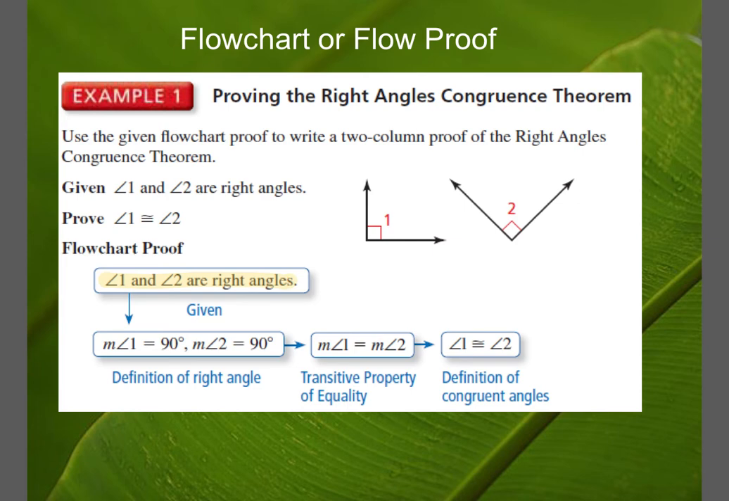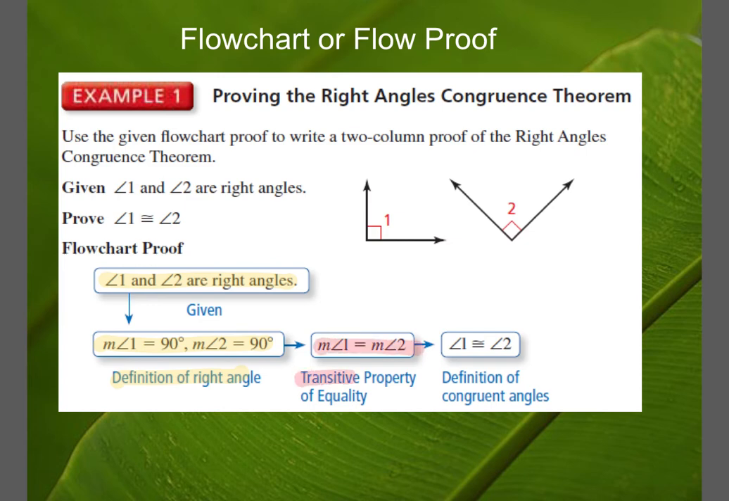Then what do we know about a right angle? What does that mean? They're 90 degrees. So I can say angle 1 equals 90 and angle 2 equals 90. And the reason we know that is because of the definition of a right angle. So then if angle 1 equals 90 and angle 2 equals 90, then angle 1 equals angle 2.